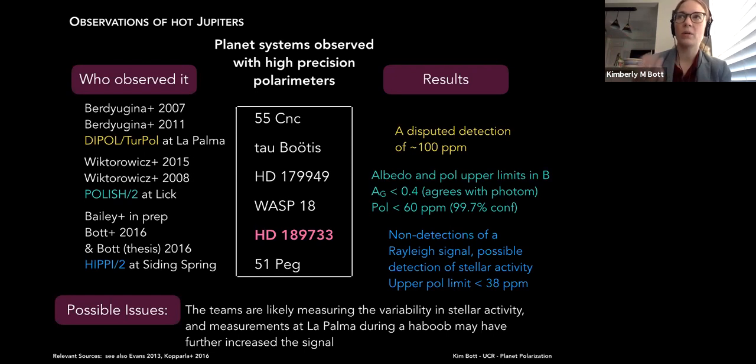So as I said earlier, you need a quiet star to be able to use this as an annulling effect for your starlight and know that the polarized photons you're getting are purely from the planet.